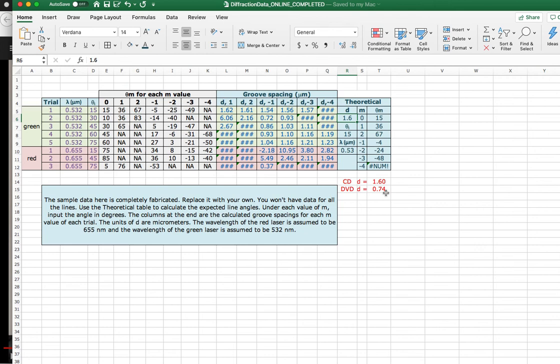So I also have the DVD measurement. Sometimes I use DVDs with this experiment, so you can compare the two. I didn't do any DVDs this year, so you can ignore that one. But in general, a CD has a groove spacing of about 1.6.